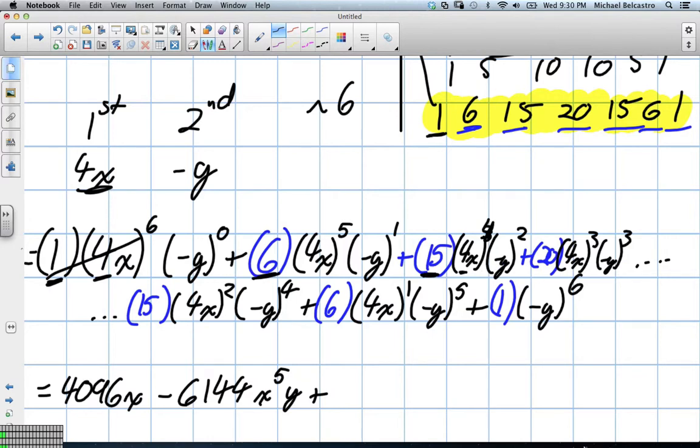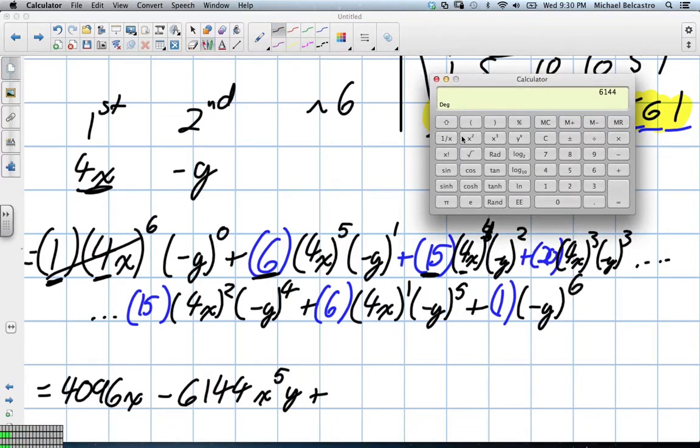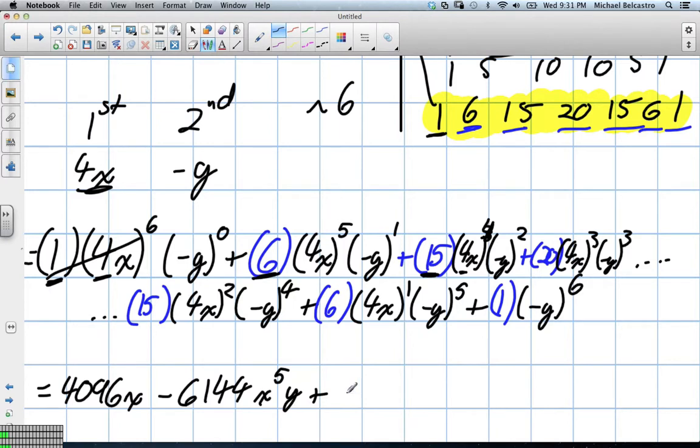Then we're going to have 4 to the power of 4 times 15. So 4 to the 4th times 15 equals 3,840. So positive 3,840. We still have x to the power of 4, but this time we have y squared. Okay. And we continue that pattern. Do you want to try the next one?